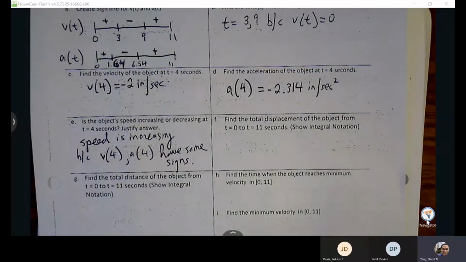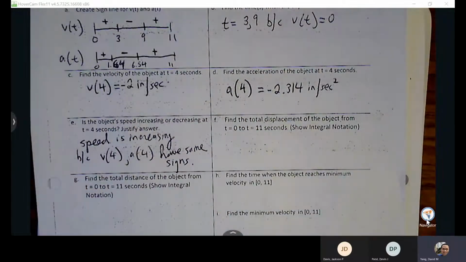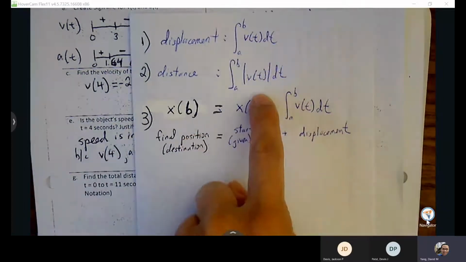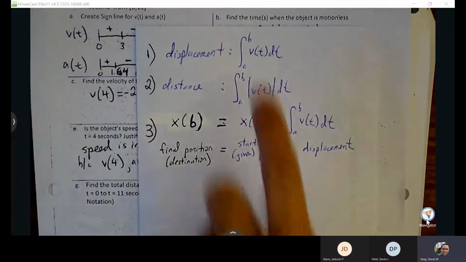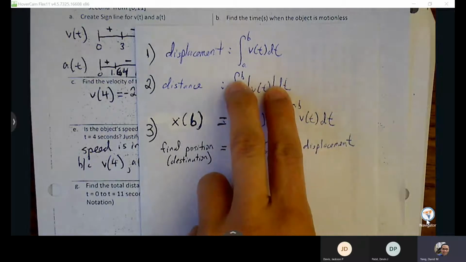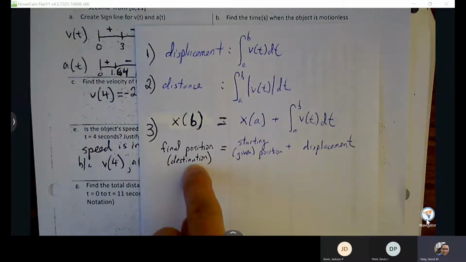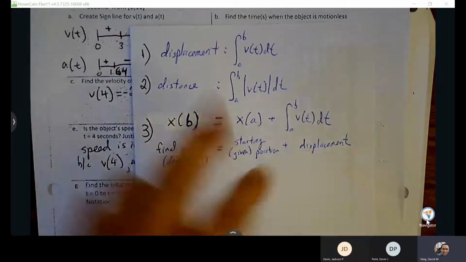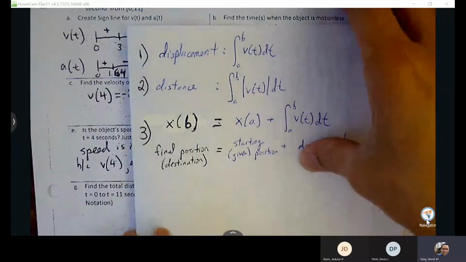Okay, find the total displacement. So as a reminder, there's a distinct difference between displacement, distance, and position. Displacement is just a definite integral. Distance is a definite integral with absolute value, and then a position is adding a starting location plus displacement. So we don't want to get any of these confused. Displacement is just a definite integral.